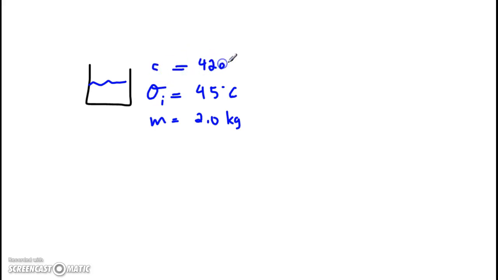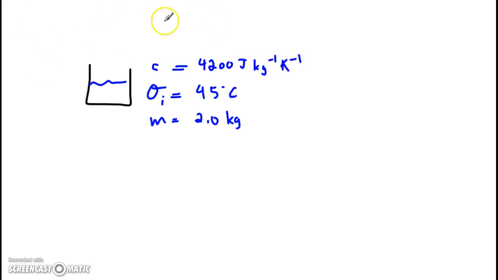Okay, let's say we have some water at an initial temperature of 45 degrees Celsius, and the mass of this water is 2.0 kilograms. And by the way, the specific heat capacity of water is 4200 joules per kilogram per kelvin, J kg^-1 K^-1.